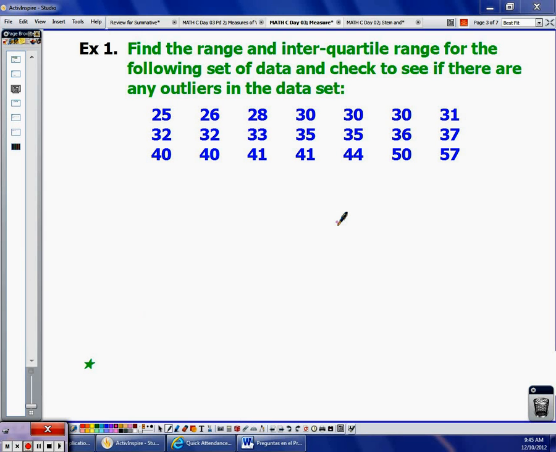Hello everyone. Today we're going to find the range and the interquartile range for the following set of data, and we're also going to check to see if there are any outliers within this data set. So the first thing that we're going to do is find the range.